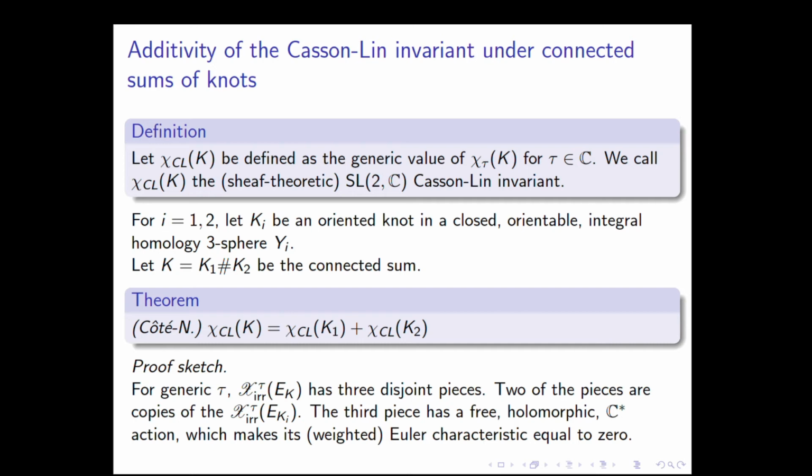By twisting around this meridian, essentially conjugating with elements in the stabilizer of that meridian. So the meridian gets sent to some value, not plus or minus 1. So its stabilizer is a copy of C star inside of SL2C, and conjugating with that action, essentially twisting along that meridian, provides a free action of C star on these types of representations. And then having such an action makes its Euler characteristic equal to 0.